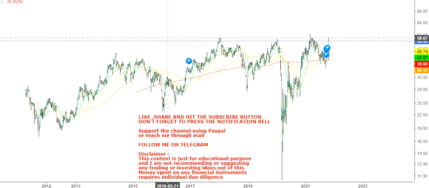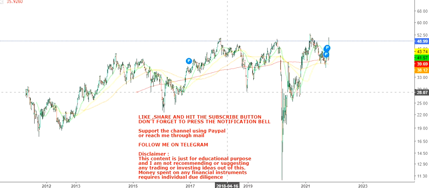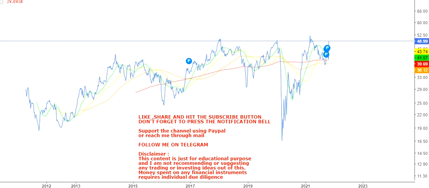Friends, in this video we're going to discuss the weekly chart of Air Lease Corporation. Now there is a very interesting trend which is developing over here. So let's talk about it, and we are going to talk about the overall trend as well. So let's start doing the analysis over here.